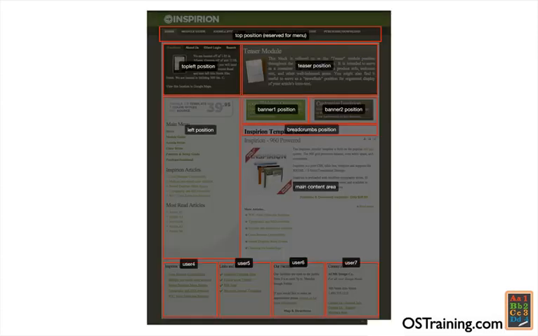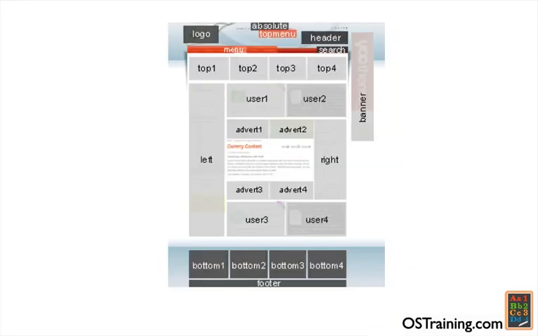This is the Inspirion template with a similar layout. Top position, top left, teaser, banner 1, 2, breadcrumbs, left position, main content area, etc. And finally, here's one other one that gives us a slightly different look. A logo at the top, top menu, header, search, top 1, 2, 3, and 4, left, user 1, 2.